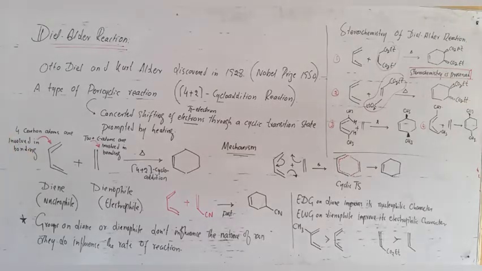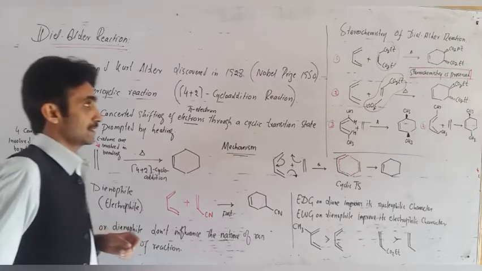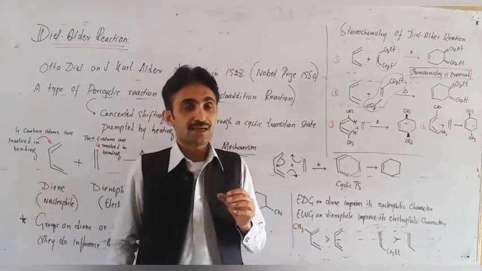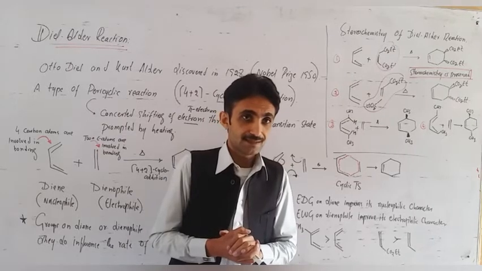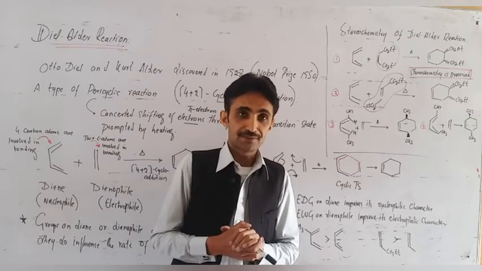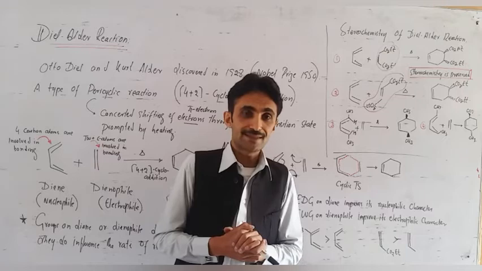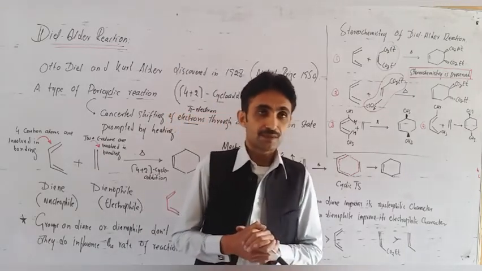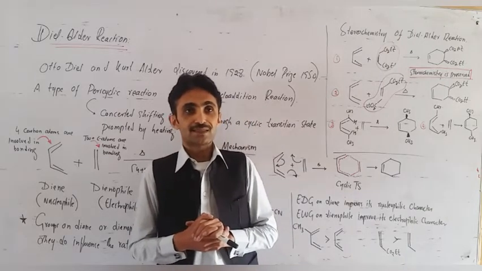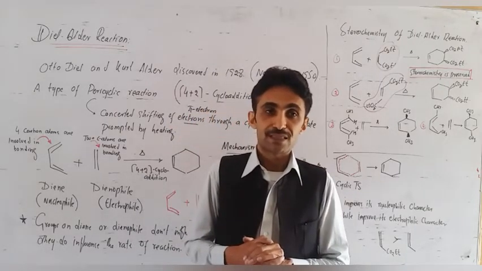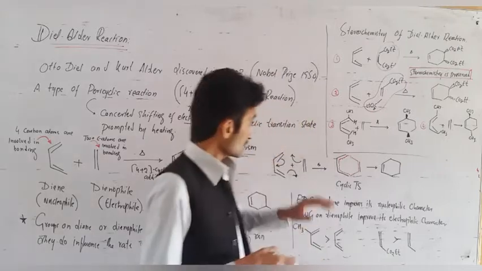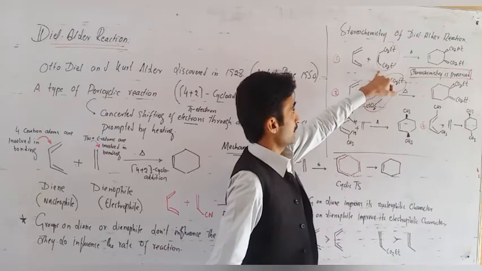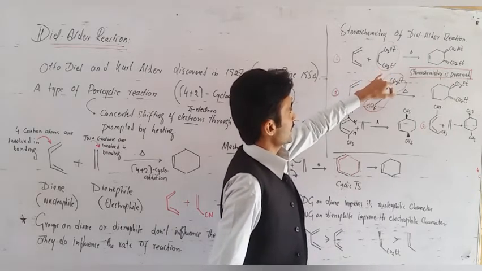As far as its stereochemistry is concerned, basically when we talk of stereochemistry, it can either be retained or lost during different organic reactions. But as far as the Diels-Alder reaction is concerned, the stereochemistry is preserved. In other words, whatever the starting stereochemistry of the diene or dienophile, it will be preserved in the end product.